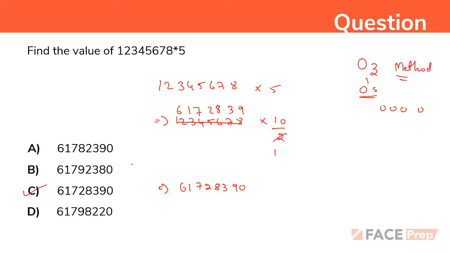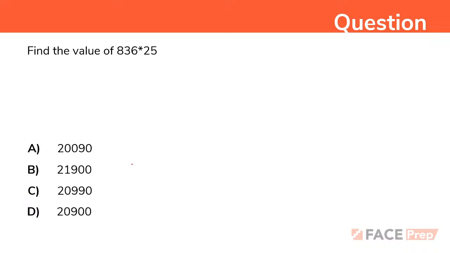So let's look at the next question. Now let's again check, can we write any of the numbers in the form of zeros, and can we simply multiply the numbers? Can we solve the calculation in less time? So that is 836 into 25.